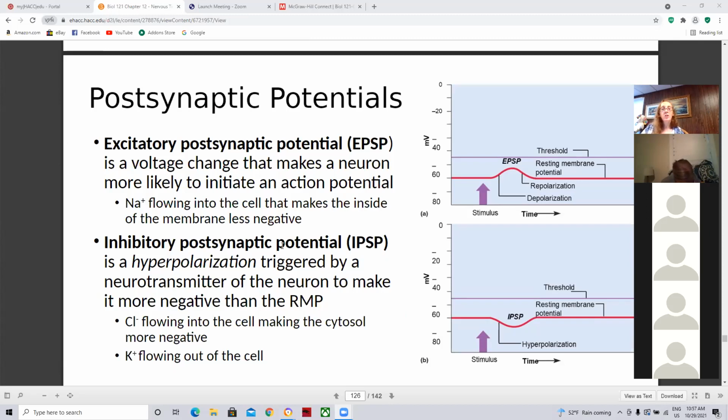We have inhibitory postsynaptic potentials. So depolarizing is excitatory. Remember, it's going to cause more sodium to flow into the cell, making the inside of the cell less negative. An inhibitory postsynaptic potential is a hyperpolarization triggered by a neurotransmitter that makes the inside of the cell more negative.